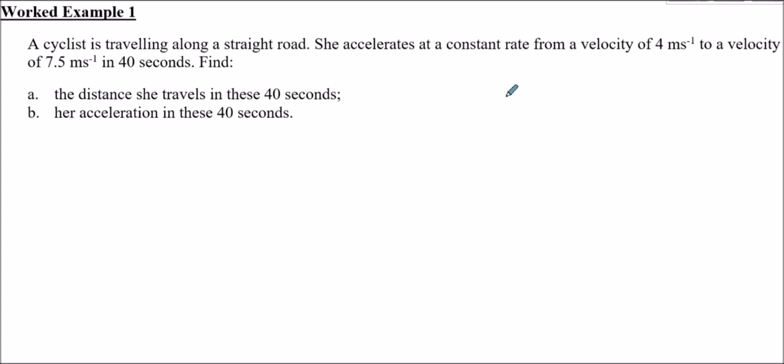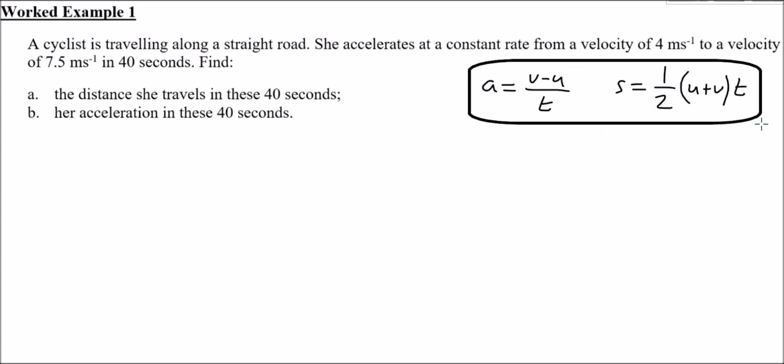So let's just remind ourselves of what we derived earlier. We know now that a equals v minus u over t, and we know that s equals half of u plus v, multiplied by t. I'm just going to put that into a little box, because that is something we can wheel out time and time again to help us. So part a.